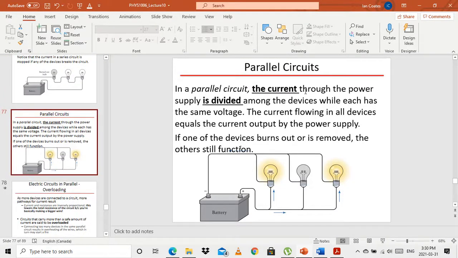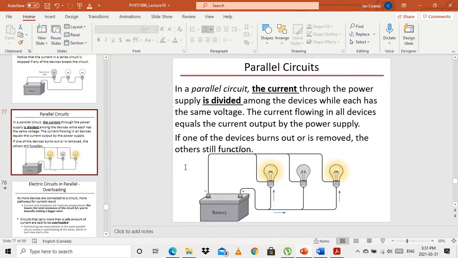To counter this, we have what's called the parallel circuit. In a parallel circuit, the current through the power supply is divided among the devices while each has the same voltage. The current flowing in all devices equals the current output by the power supply. The current going in equals the current coming out, but it's divided among the devices.